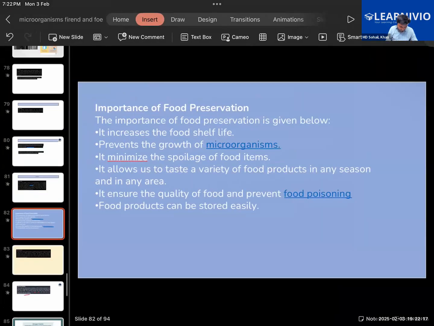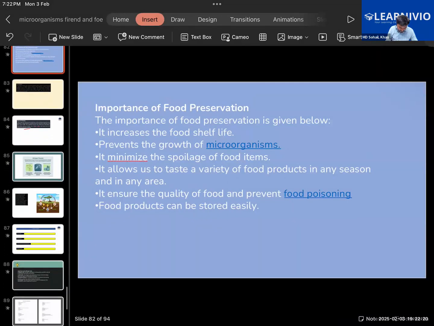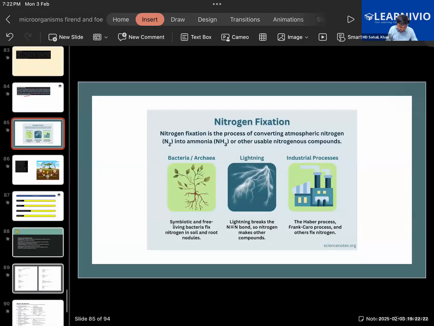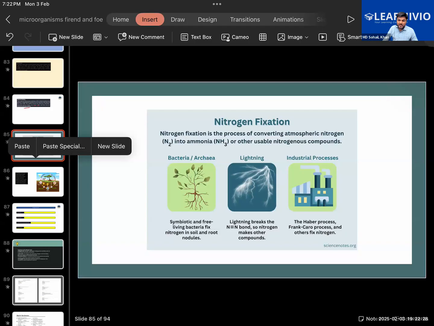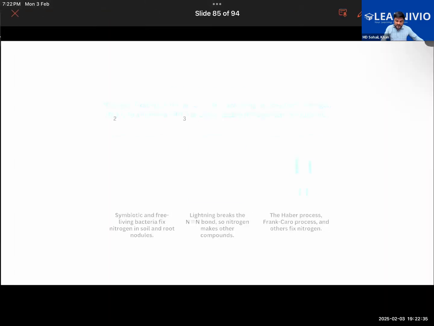Any questions? By the way, we have one more topic. This nitrogen fixation was there. Yeah, 1 minute. And you guys told me that you had some doubt in this nitrogen cycle particularly, right? Okay, let us discuss this then.